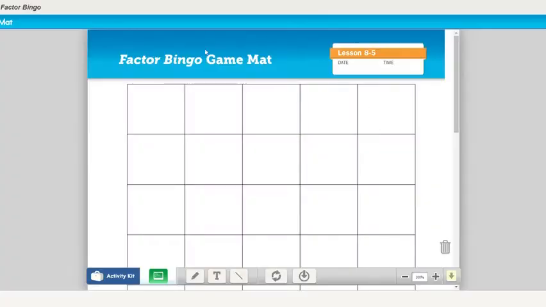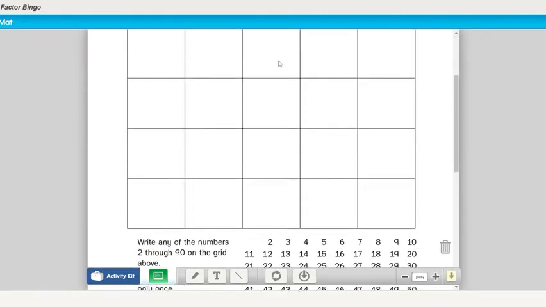Now that we have that understanding, let's go ahead and set up the game board. The game board will be on page 263. So go ahead and turn to page 263. It looks like it says Factor Bingo Game Mat. You're going to need that.